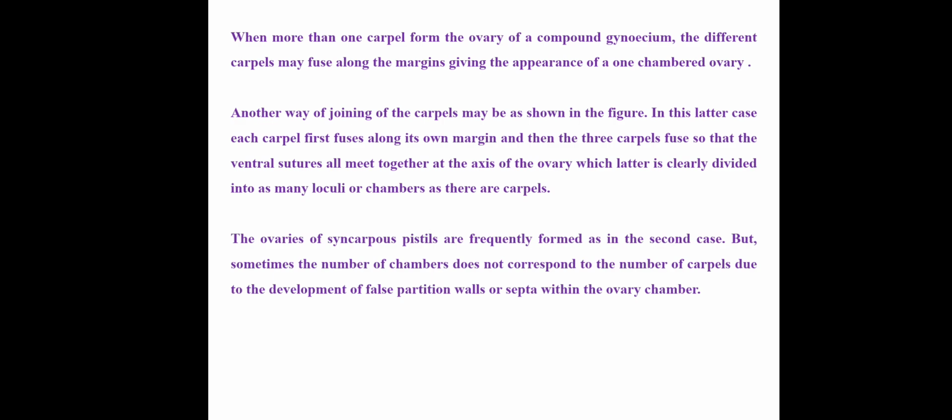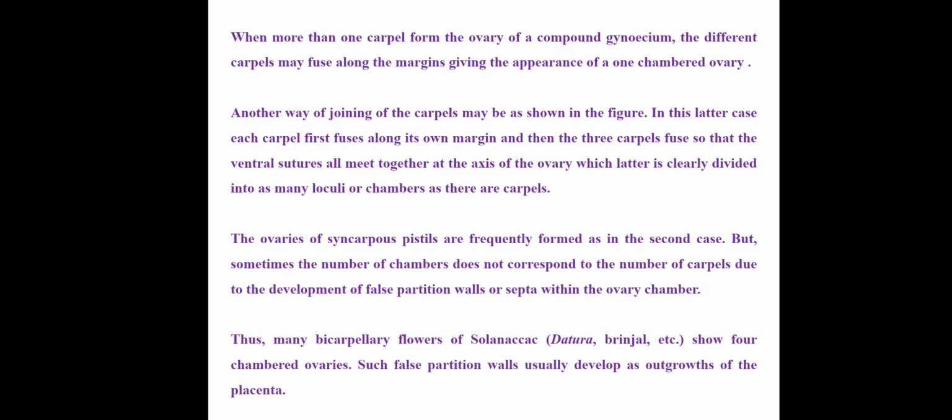The ovaries of syncarpous pistils are frequently formed as in the second case, but sometimes the number of chambers does not correspond to the number of carpels due to the development of false partition walls or septa within the ovary chamber. Thus, many bicarpellary flowers of Solanaceae like Datura or brinjal show four-chambered ovaries. Such false partition walls usually develop as outgrowths of the placenta.